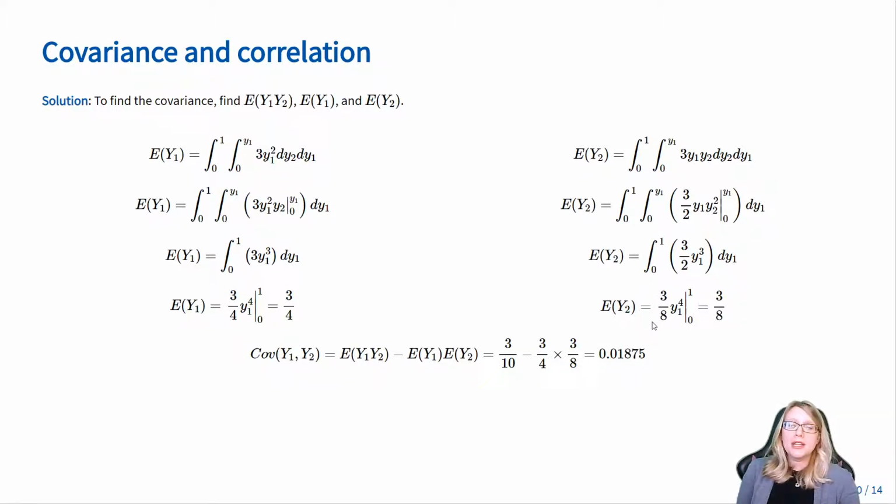Again, this seems like a small value, but remember that covariance is relative. It depends on the scale. Here, because all of our values are bounded between 0 and 1, that covariance should be a small proportional value as well.